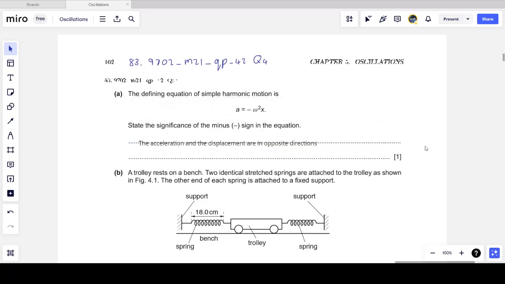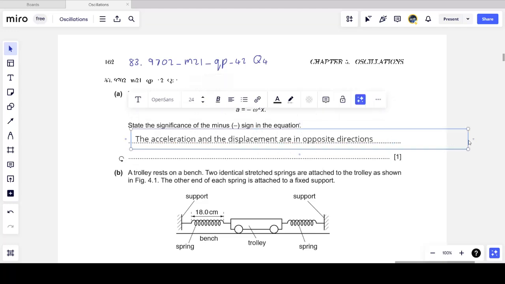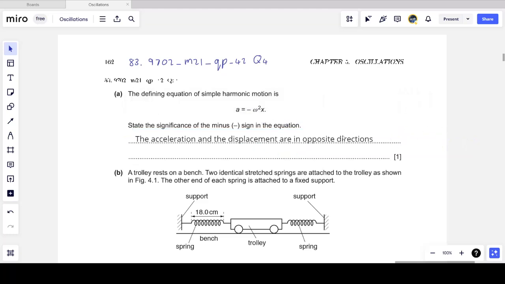When the object is moving far from its equilibrium position, it is accelerating in the opposite direction, towards the equilibrium position, and vice versa. We want to make sure that the restoring force brings the object back to equilibrium, and hence the minus sign makes sure that the object doesn't move off to infinity. It gets pulled back towards the equilibrium position, and hence the minus sign helps us achieve this.